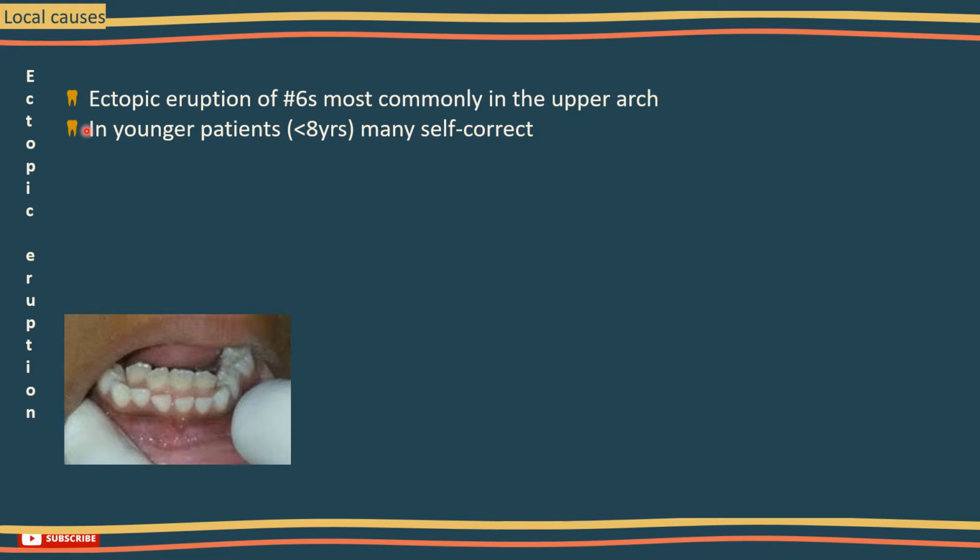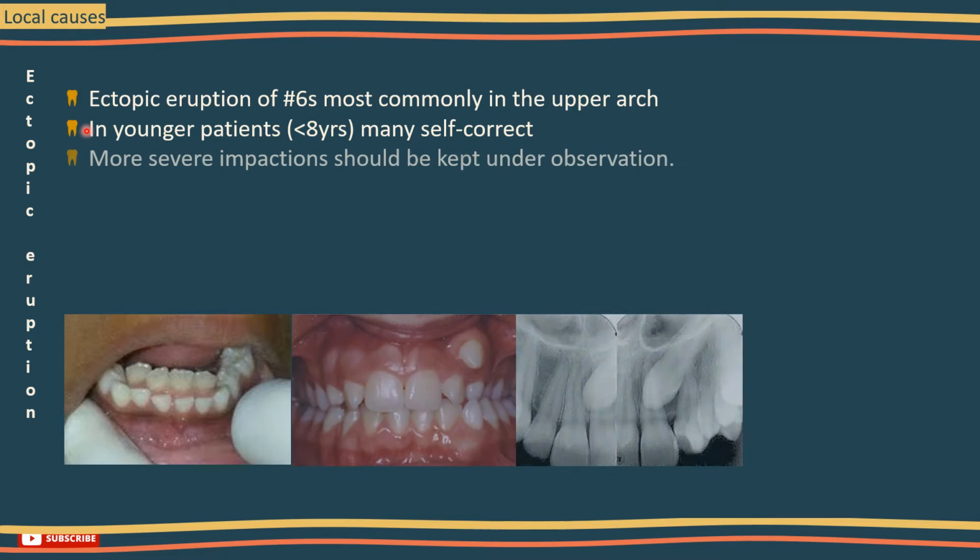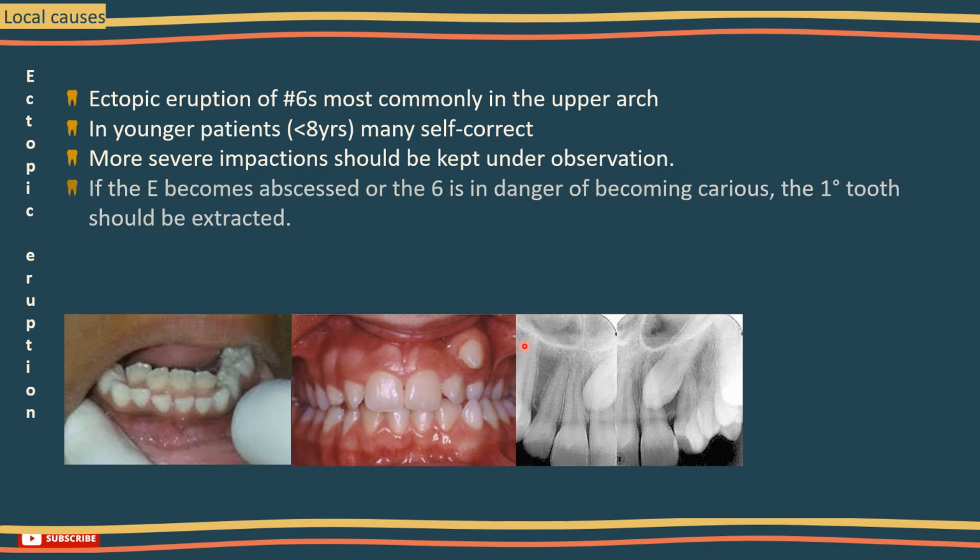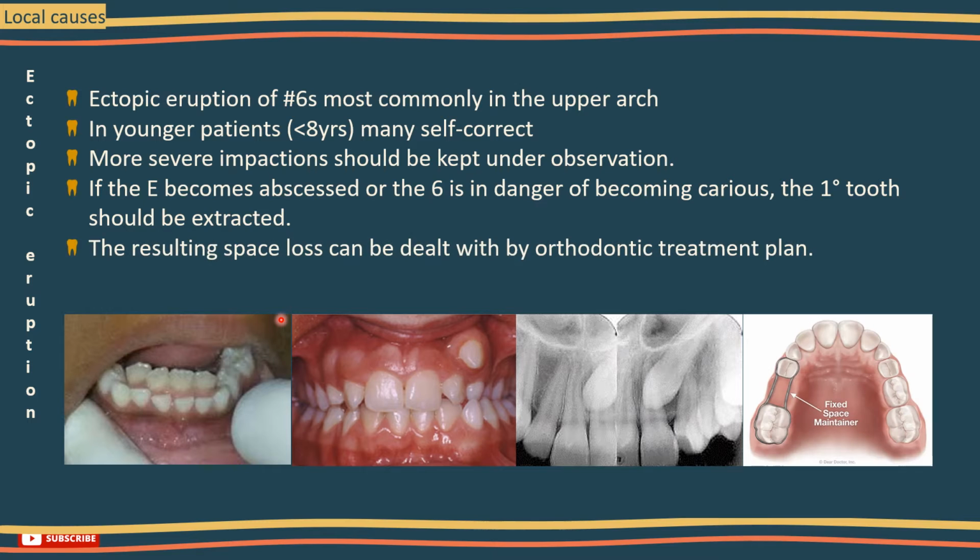In more severe impaction, like canine impaction, they should be kept under observation. If the primary tooth becomes abscessed or is in danger of becoming carious, then the primary tooth should be extracted as soon as possible, and the resulting space loss can be dealt with later as a part of the overall orthodontic treatment, or it can be avoided by the use of a space maintainer.